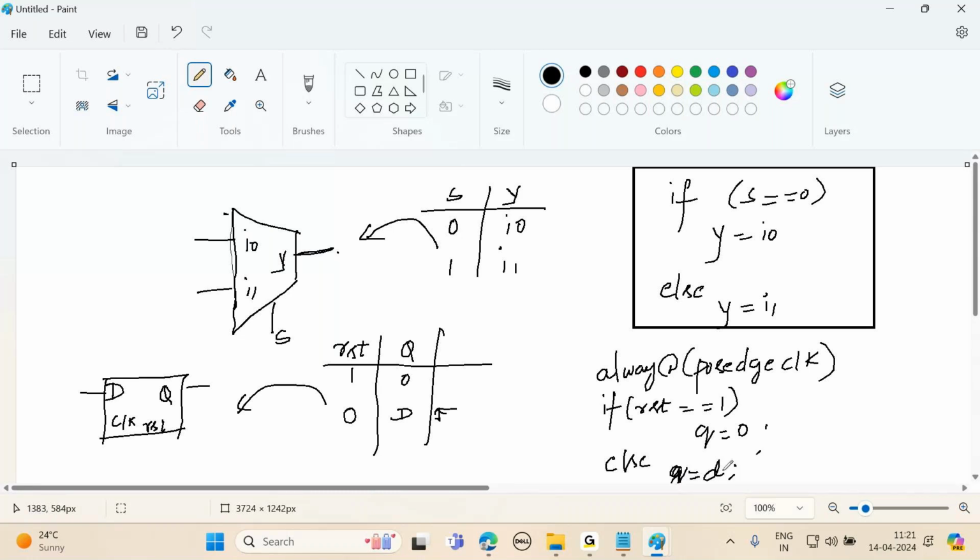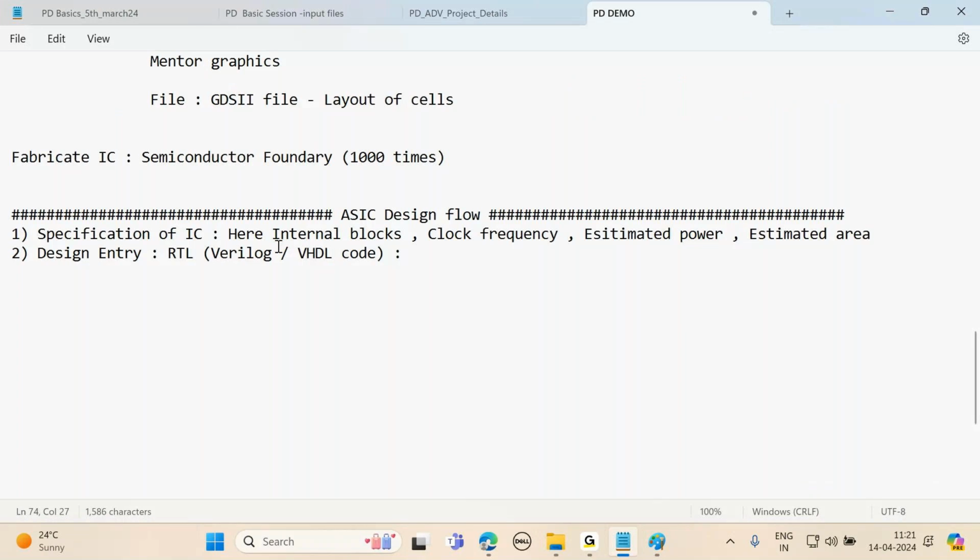I have defined a D flip flop. So I am defining the behavior of the D flip flop, not the internal structure. Defining the behavior of a circuit is very easy compared to the internal structure. For that reason, we do design entry by using RTL, that is, by using Verilog or VHDL code.